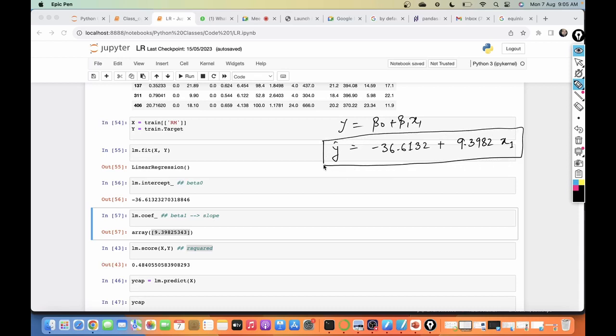Similarly, if we provide more variables inside this, it will formulate a more multivariate equation and you'll get more beta values, and you just need to put in the values and get the answer.